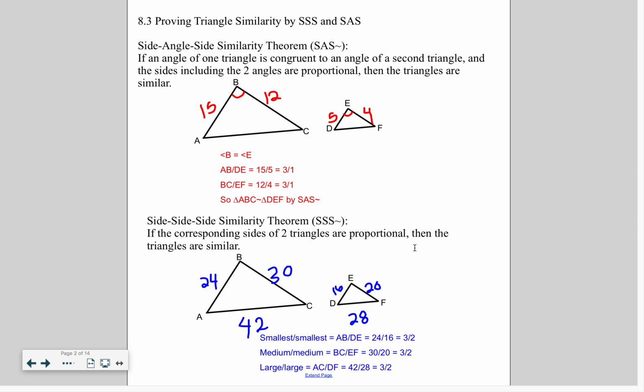And the last one is side-side-side similarity. Again, we are going to set up some ratios. And again, if you get confused, because it can be difficult, because what if DEF was flipped upside down? How do I know which numbers to match up? You'll see me in the future slides I write S, M, and L for small, medium, and large. And if you remember when we did inequalities, we did that same idea to help us organize our thoughts. So I did the smallest side to the smallest side. That was this first ratio right here. And then I reduced it, medium to medium, large to large. You can see all of them reduced to a 3:2 ratio. So that means the triangles are similar by SSS similarity.